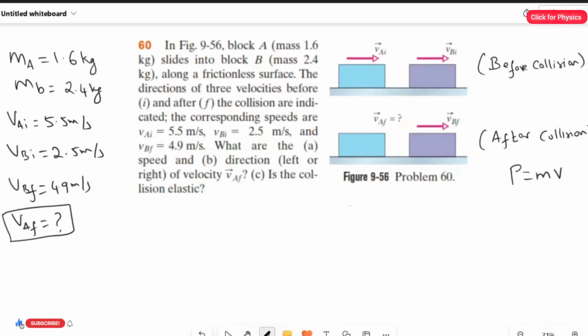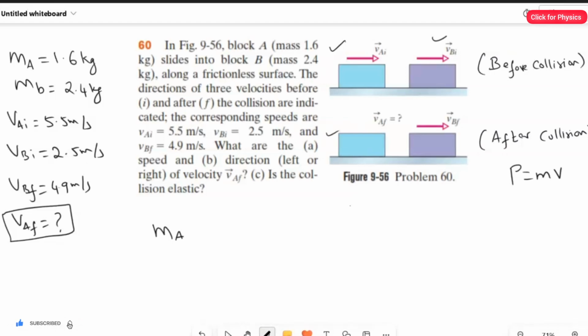So let's consider before collision. I am going to apply this formula for this one, and the same formula for this one and this one. That means the first part is before collision, the second part is after collision. So let's substitute the formula. The way we have to write the formula for before collision and after collision.